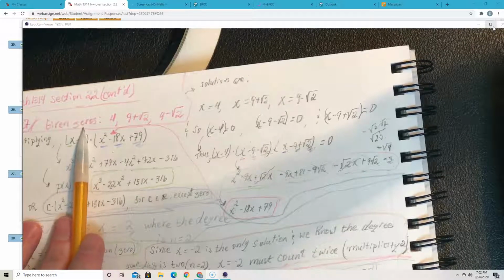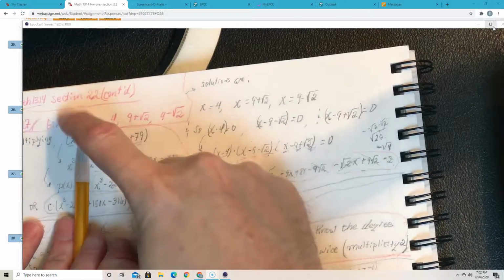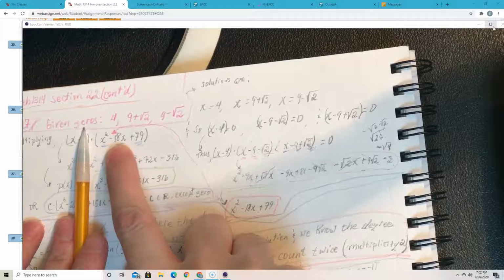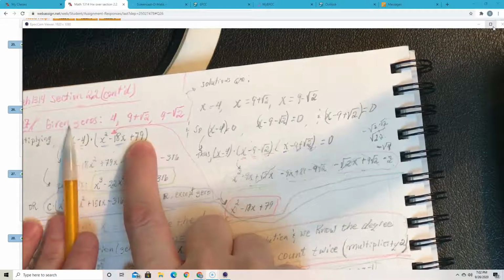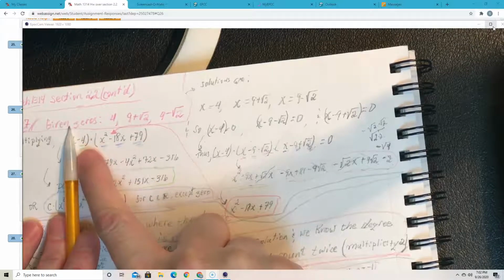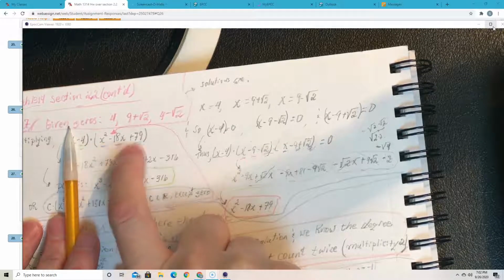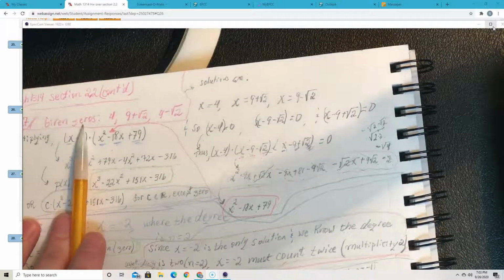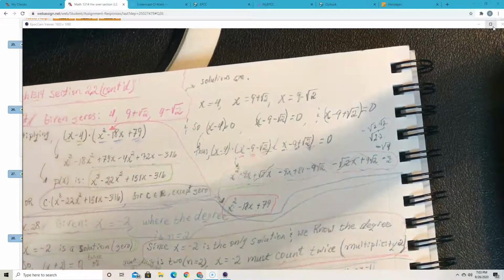So multiply the x times this one, and then times this one, and then times this one. And then negative 4 times x squared, negative 4 times negative 18x, negative 4 times positive 79. You get 3 more terms, total of 6 terms. So what about x times x squared?